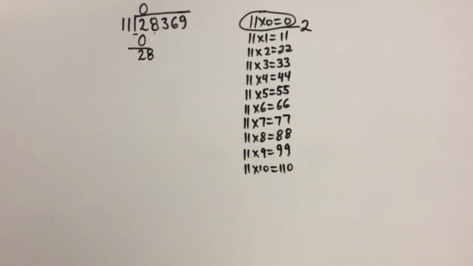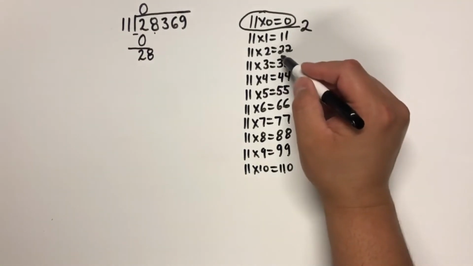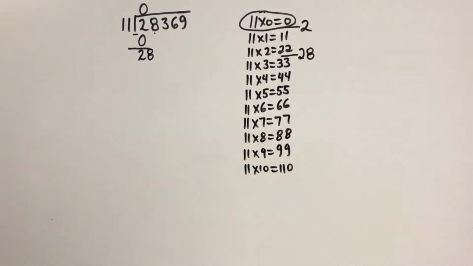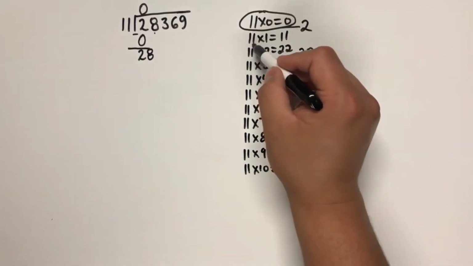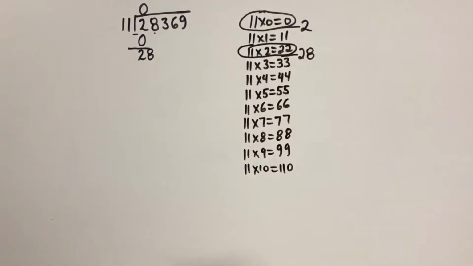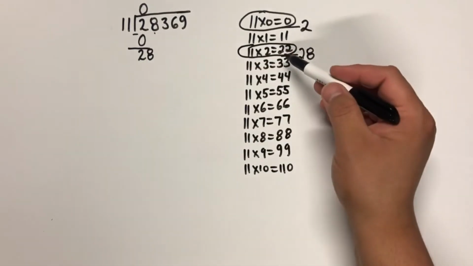I can see that the number 28 is in between the 22 and the 33. It's right there. And between the 22 and the 33, the smallest one is the 22. So I'm going to circle the entire expression 11 times 2 equals 22. Right there. Now, I'm going to use those numbers over here.